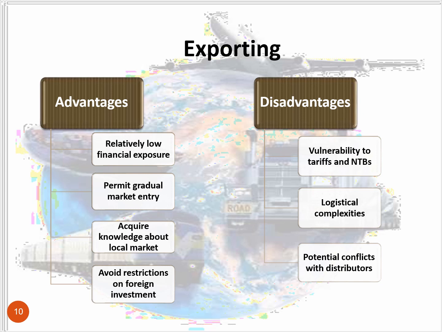Next, disadvantages. There are vulnerabilities, tariffs and NTBs, non-tariff barriers. Next, there are a lot of complications and logistic complications. Logistic complication means transportation complication. Next, there are potential conflicts with the distributor. The same people will be in the home country and in the host country, so you will have clashes between the home country and host country people. Those clashes may lead to some adverse effects. That is the disadvantages of exporting.